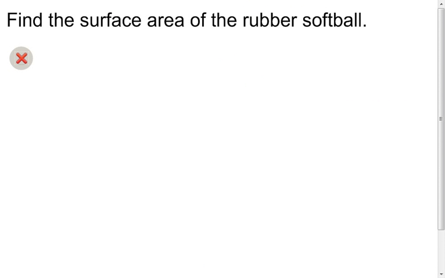Now my next one, I want to calculate the area of the rubber softball. It's a rubber softball that I've had in my classroom that I use for demonstration purposes. And what we need to know is, go back to your surface area formula. You know that the surface area of a sphere is equal to 4 times pi times r squared. So really all we need to know is the radius.